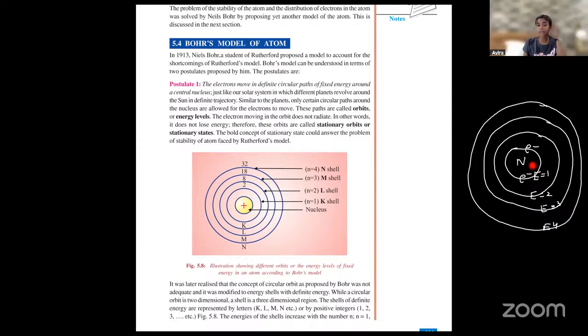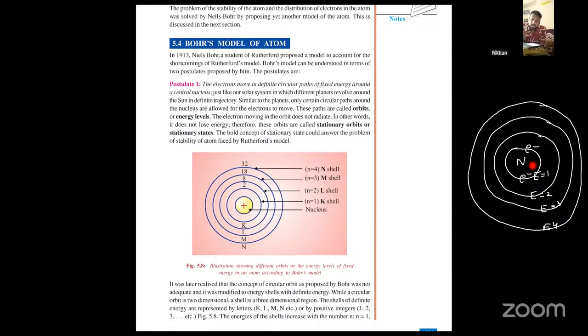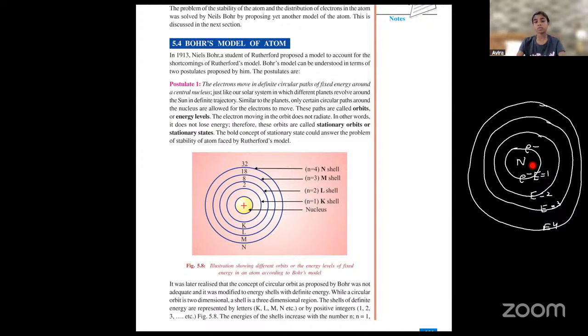I understood, but like you said, the question may come. So if the question comes, do we just have to write that electrons move in definite circular paths of fixed energy around the central nucleus, or do we have to write the whole thing? If they tell you to explain in detail, then you have to write the whole thing. But if it is a 3 marks question, then you normally write the postulate. If a 5 or 6 marks question is there, then you have to write the postulate as well as explain it. Okay, so it depends on the marks.